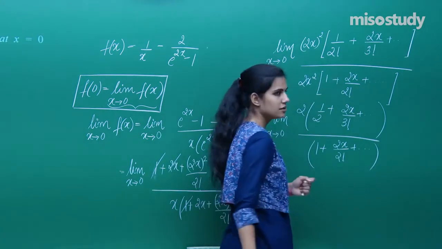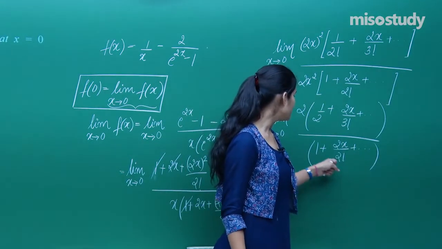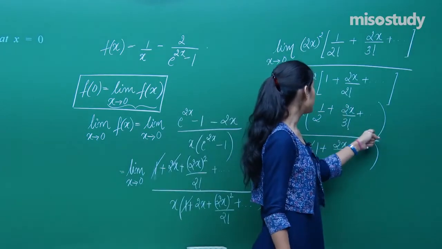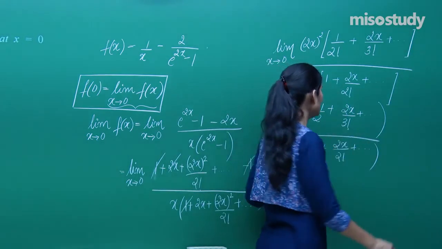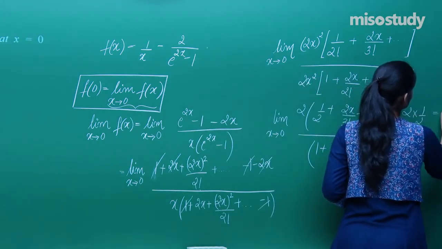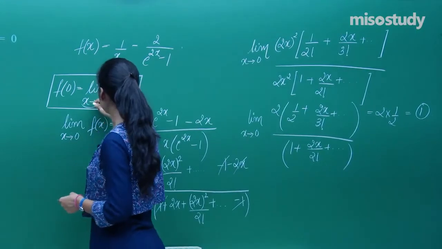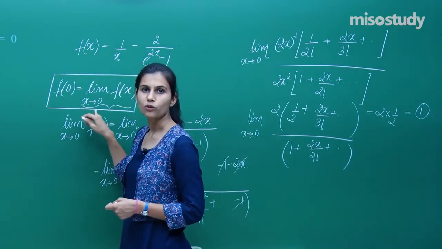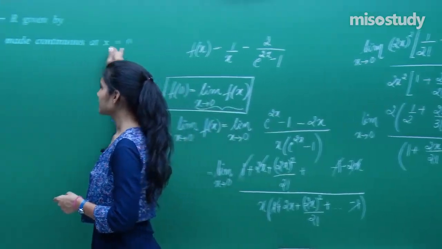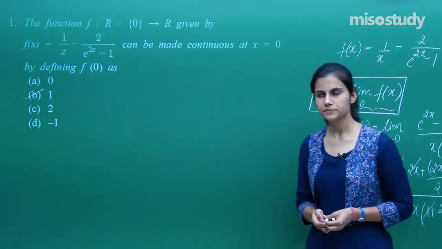Now see, as limit x approaches 0, the complete thing in the denominator becomes 0 plus 1, that is 1. So the denominator is 1. In the numerator the complete extra part becomes 0, so you are left with 1 by 2 plus 0. So eventually what you get is 2 into 1 by 2 whole upon 1, which is 1, and therefore the limit that you get for f of x as x approaches 0 is 1. f of 0 should be equal to 1 for f to be continuous at x equals 0, and therefore option number B is the correct one.